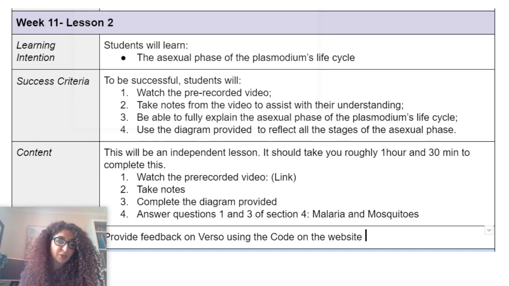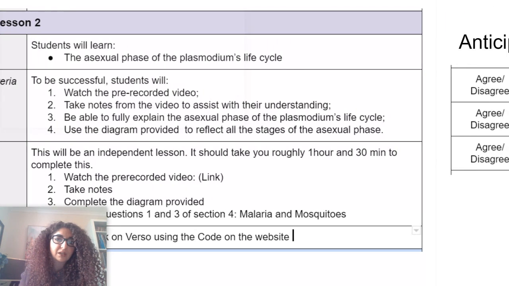Now, this, of course, is an independent lesson, so you'll be watching this video, and the link, of course, is up on the website. Don't forget to take notes, complete the diagram provided, and then you will answer questions 1 and 3, I believe. I may have changed that, but we'll double check because we'll do this together as well. And then I'll need you to provide some feedback on Verso, just like in the previous lesson.